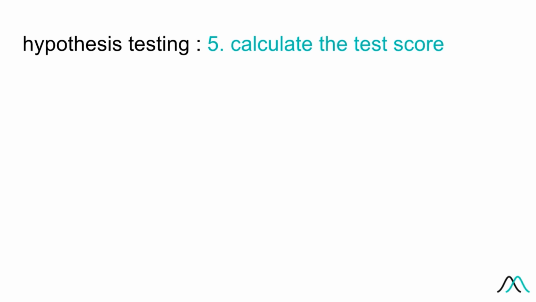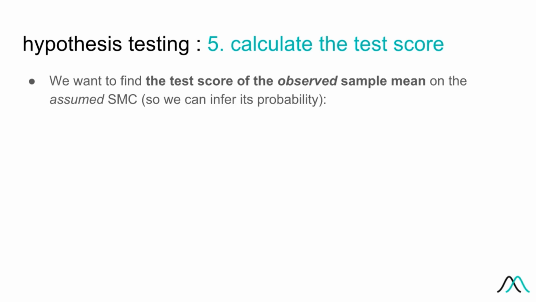So let's rehash the logic of this. This is the logic of hypothesis testing, that we want to find the test score of the sample mean we observed, where it lies on the sample means curve that we're assuming to be true if the population is as modeled, if its center really is truly mu. We want to find the test score so that we can find the probability that we had of observing the sample mean that we did.